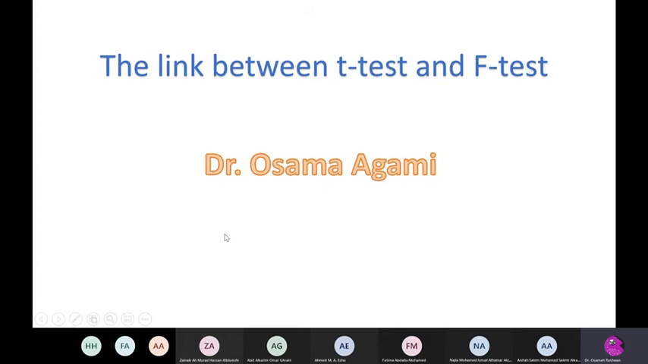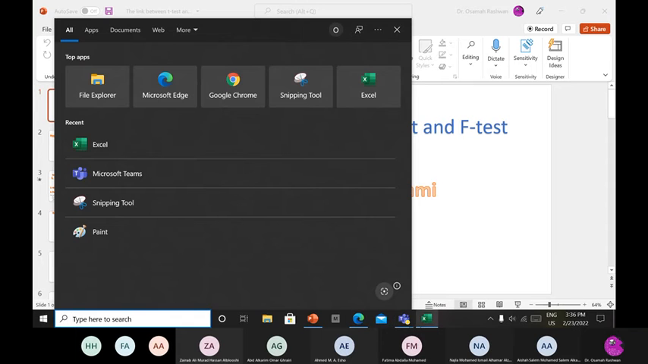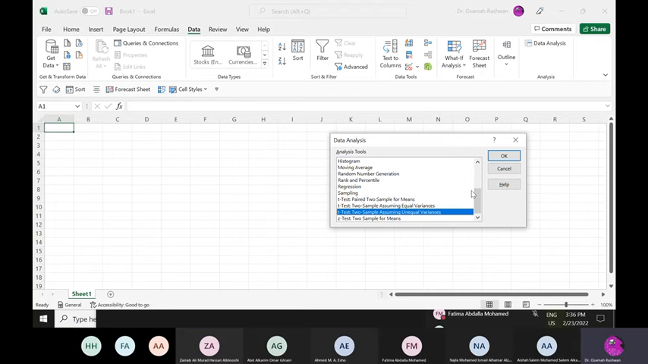test. As we see in the Excel here, if you go for data analysis, you have three types of t-test, where two samples for means. It means you have the same group but two different data. So this is completely different, right?